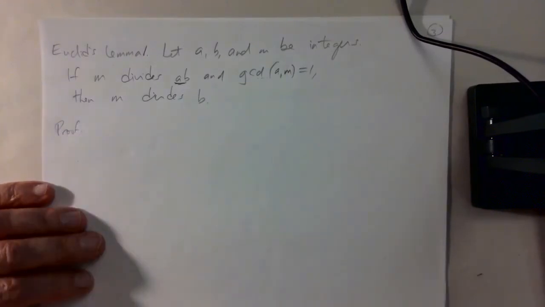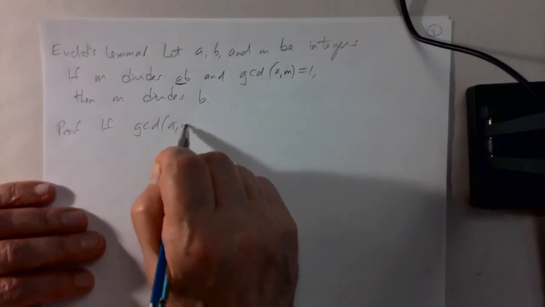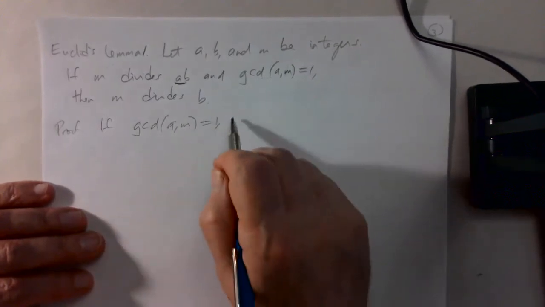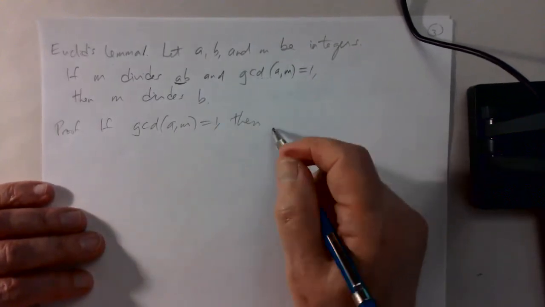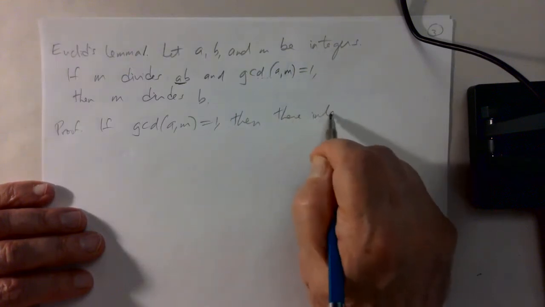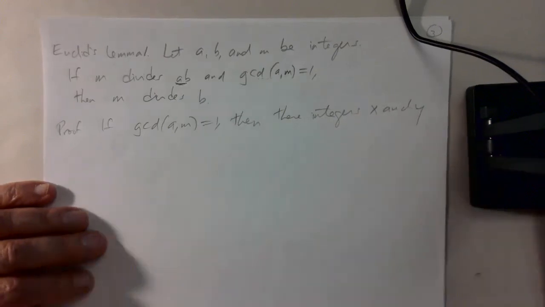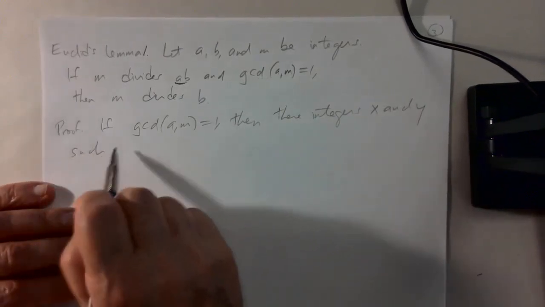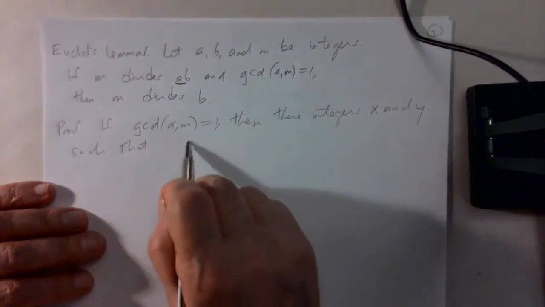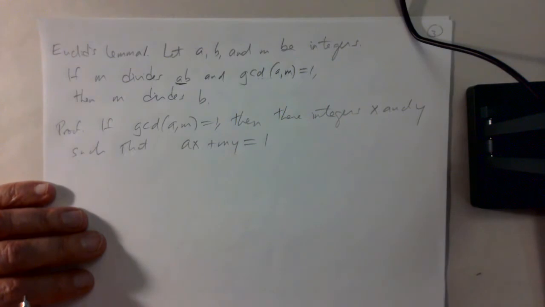And the proof is as follows. If the greatest common divisor of a and m is 1, then, and we proved this in the previous lecture, there exist integers x and y such that ax plus my is equal to 1.